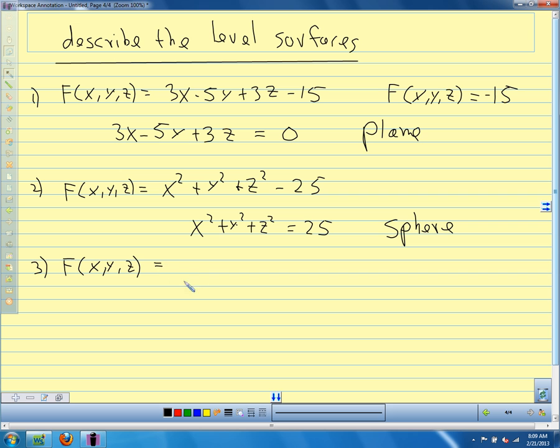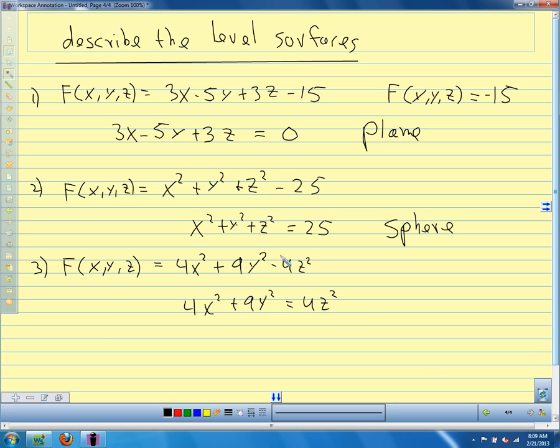All right, so f of x, y, z equals 4x squared plus 9y squared minus 4z squared, and that's our function. Cone. So what would be the easy constant to set this equal to? 0, set it equal to 0, so we get 4x squared plus 9y squared equals 4z squared.